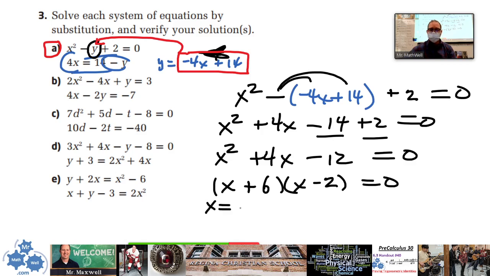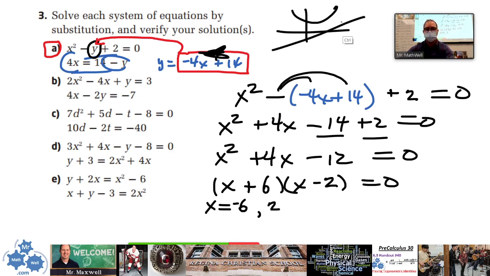Now, my possible solutions for x are going to be negative 6 from this factor and positive 2 from this factor over here, using the zero product principle. And so now, knowing that I have some kind of quadratic and linear system, I could have 0 solutions, I could have 1 solution, let's say, or I could have something like 2 solutions.